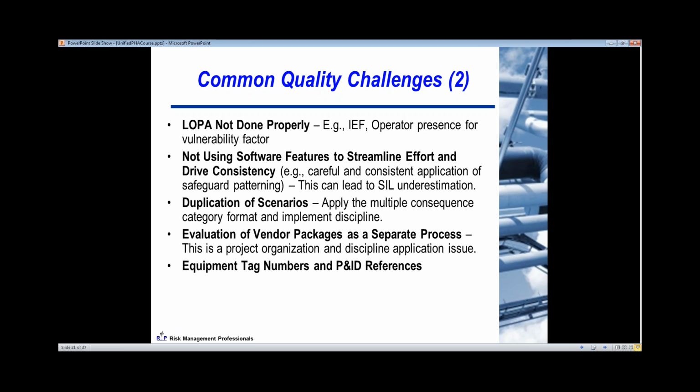And as we mentioned before, the equipment tag numbers and PNID references may seem like a pain in the neck. You will save lots of time if you look at the amount of time to use the product later. So I think those are some of the big ones that can impact quality and also take a lot of time, really increasing the cost of your HAZOP and LOPA.